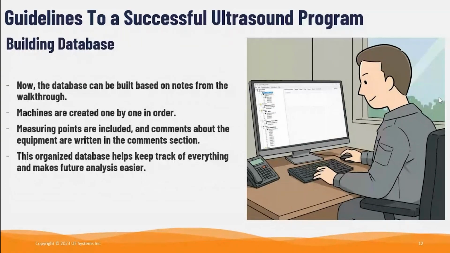Now we are ready to build our database using the DMS software. We will use all the notes we took during our walkthrough. We will create each machine in the software one by one in the correct order. For each machine, we will add the available measuring points, and any specific comments about a point can be written in the comments section in the software. This organized database structure will help us keep track of everything and make analysis much easier.